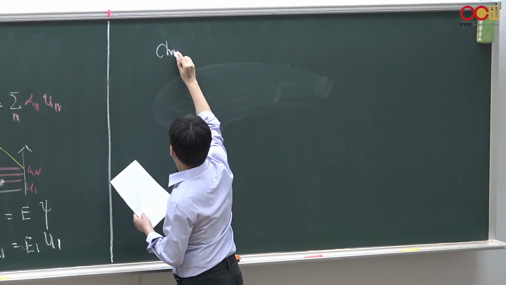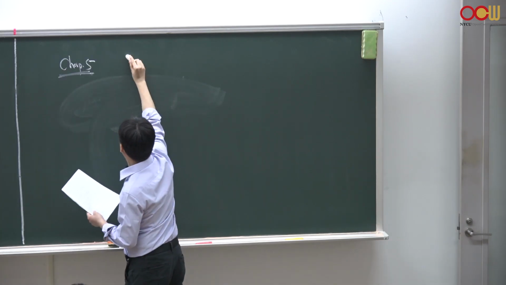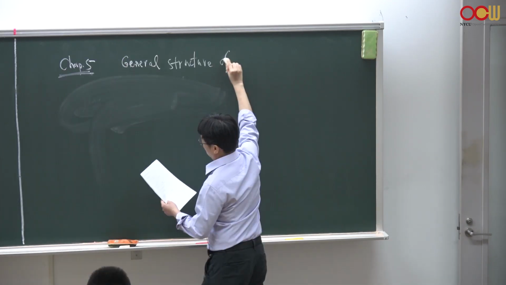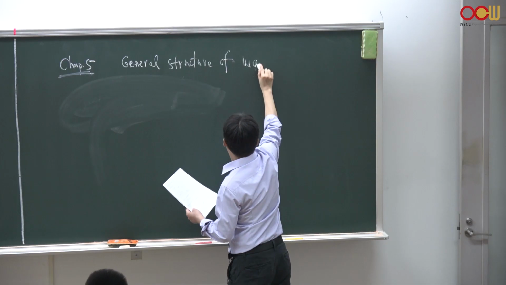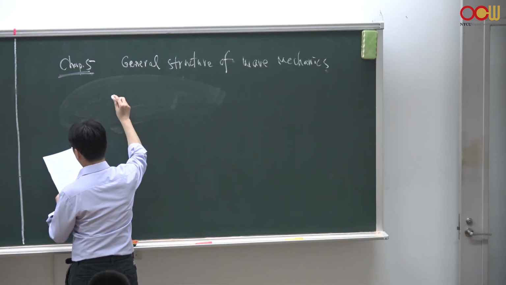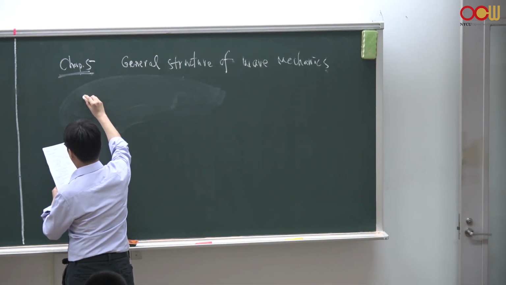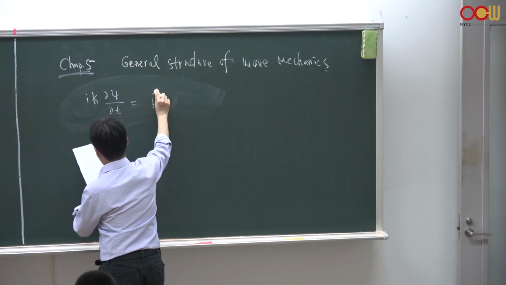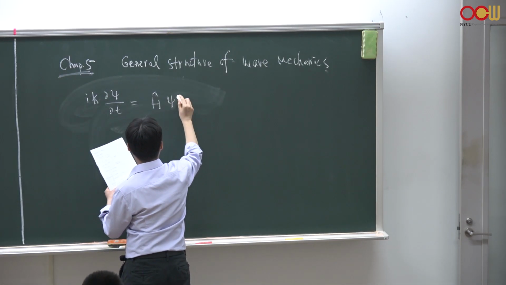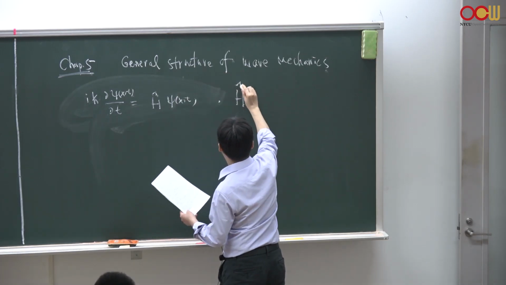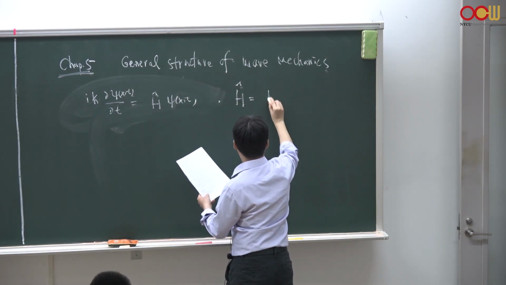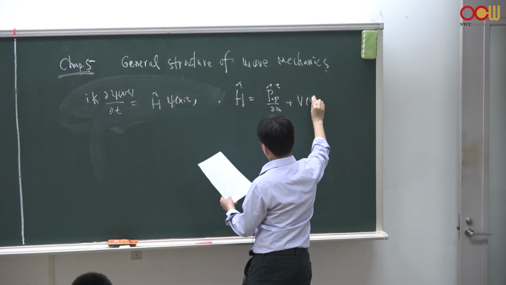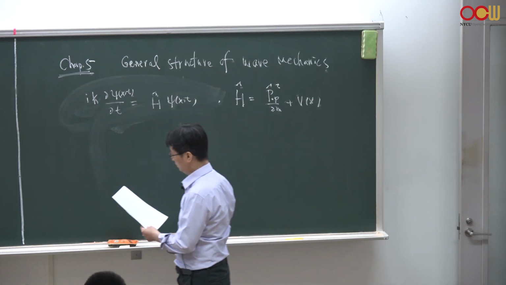Okay, so let's just start chapter 5, a general structure of wave mechanics. Great, so let me start from the beginning. We have this time-dependent Schrödinger equation, and the Hamiltonian operator is the sum of the kinetic energy operator and the potential operator.